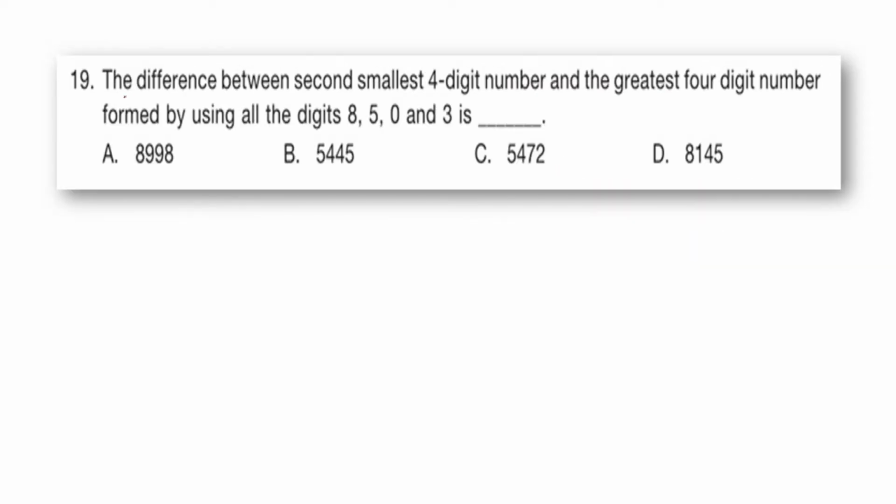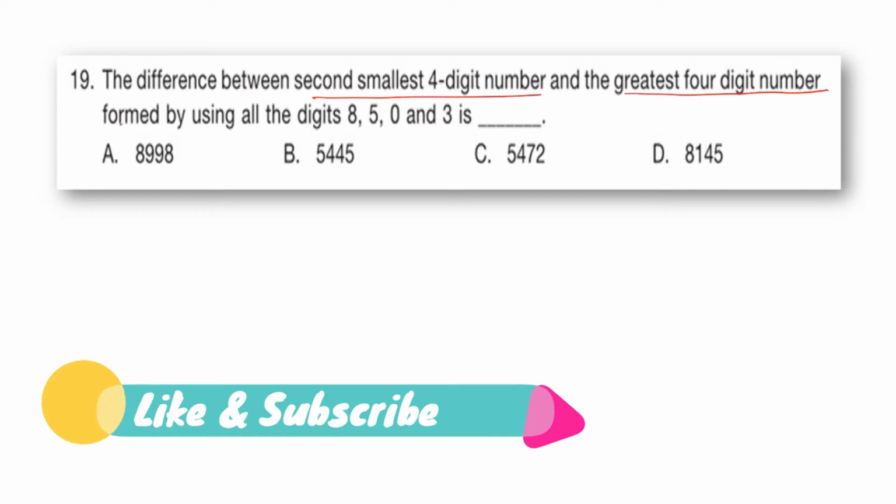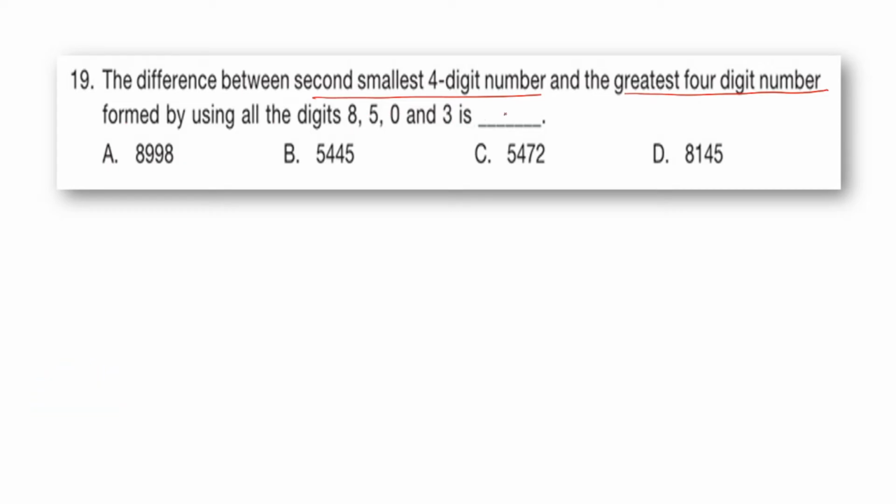Next question. The difference between the second smallest 4-digit number and the greatest 4-digit number formed by using all the digits 8, 5, 0 and 3 is option A 8998, option B 5445, option C 5472, or option D 8145. Your time starts now.